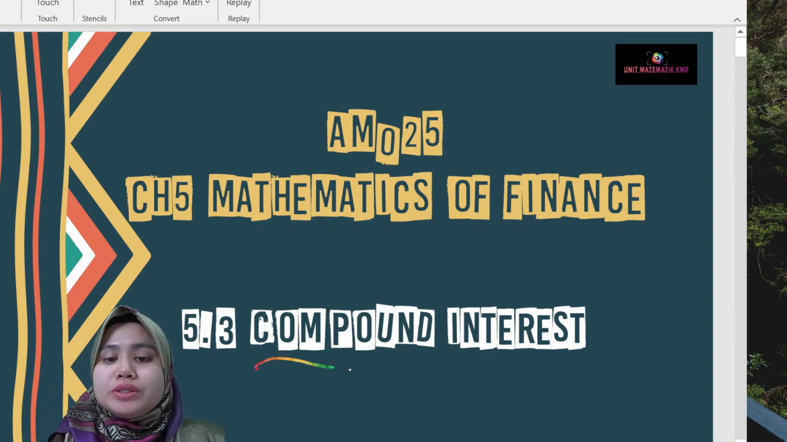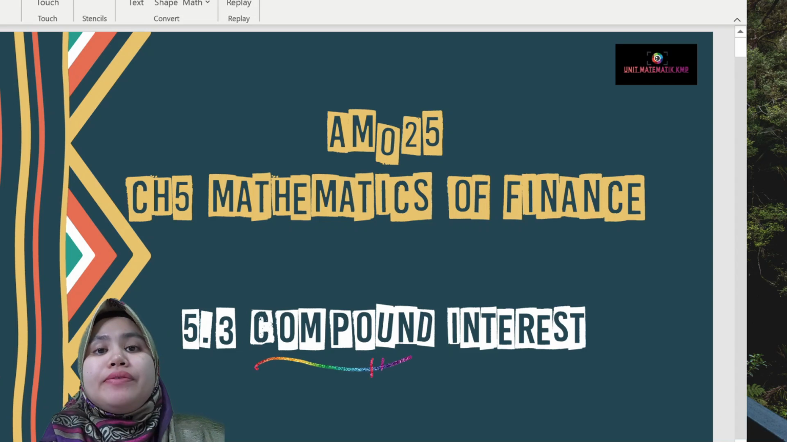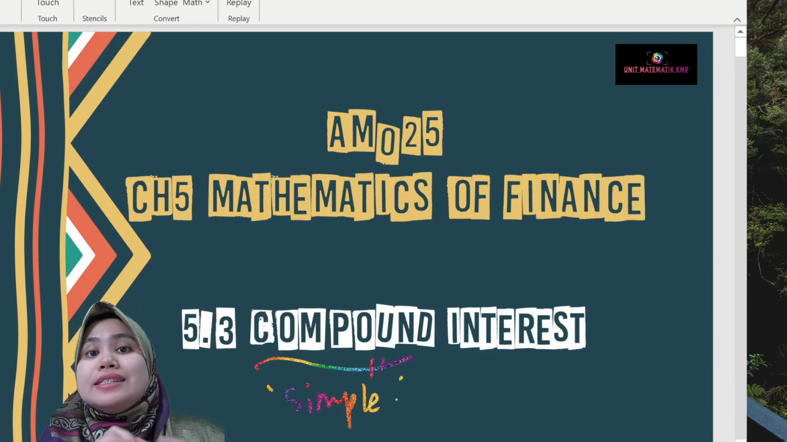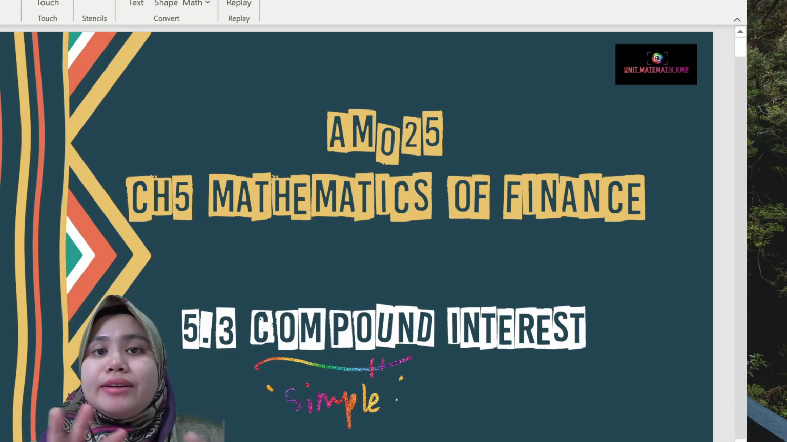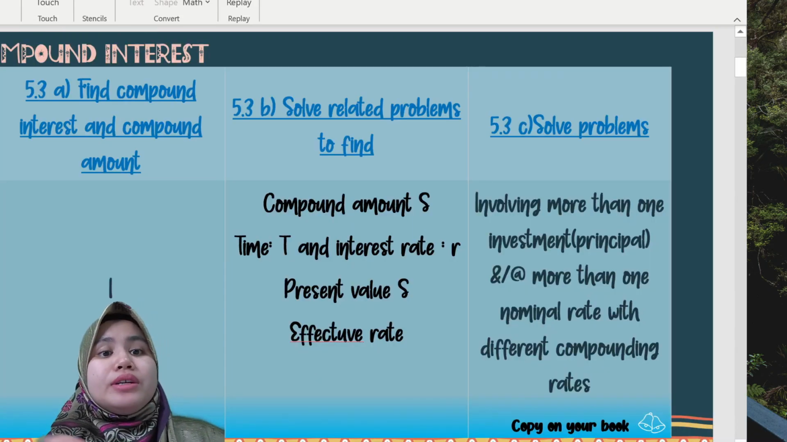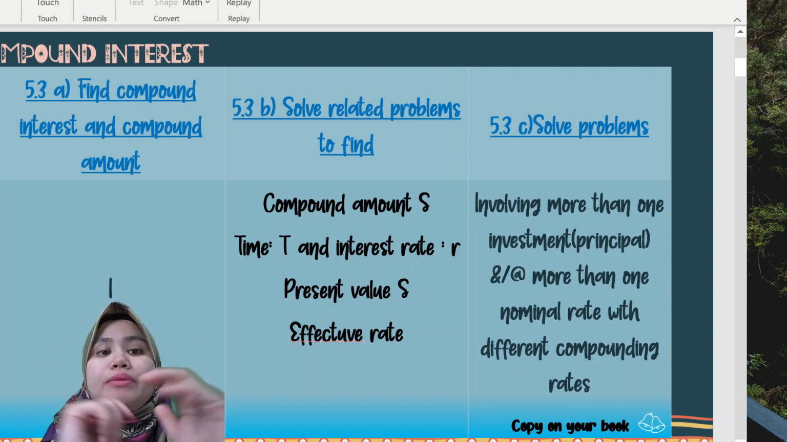So you see the word compound here is different from what we learned before, which is simple interest. Simple interest is just simple, just direct like that, but compound is different, right? So pay full attention to the word compound. Now let's look at our learning objectives for this subtopic 5.3.